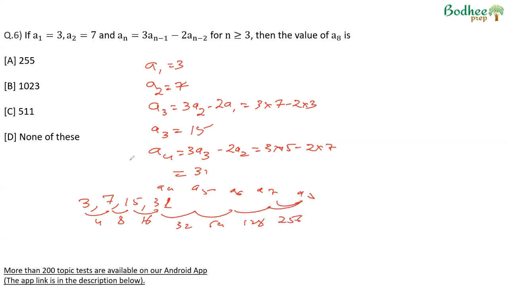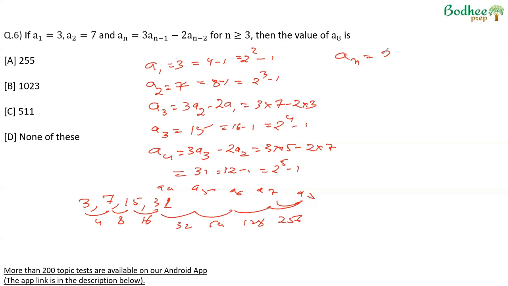But another thing that we are able to see here is 3 is nothing but 4 minus 1. 7 is nothing but 8 minus 1. 15 is 16 minus 1. 31 is 32 minus 1. This is 2 raised to power 2 minus 1. 8 minus 1 is 2 raised to power 3 minus 1. 2 raised to power 4 minus 1, and so on. And therefore, we can say that the general term here is An, which for 1, the power is 2.